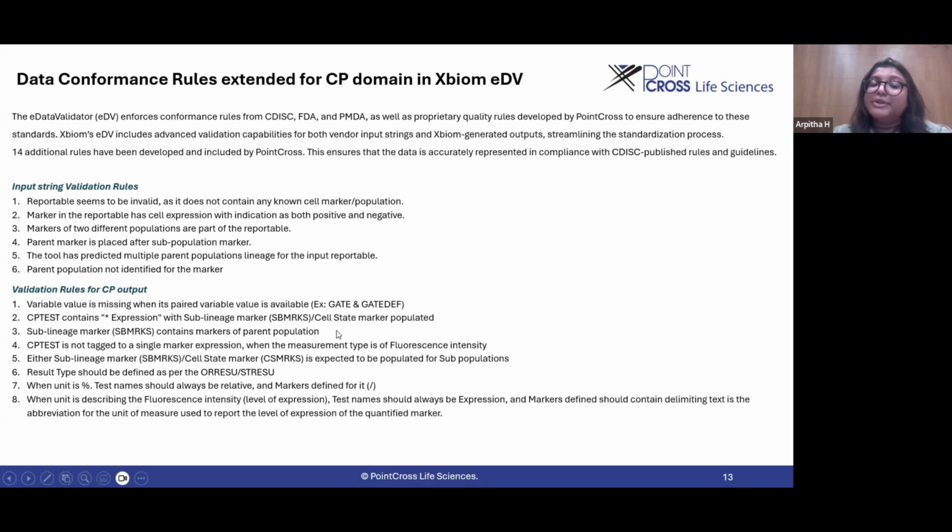The representation of the marker strings or test names is specific to the kind of measurement. If it is a relative measurement, both the test and the marker string have to be denoted as a relative measurement. Similarly, if it is a fluorescence intensity measurement, the marker string has to be represented with the units being measured, whether it's a mean or a median or just a fluorescence intensity, and that has to be captured as part of the marker string. So these are certain guidelines, and to validate that data is represented as per the guidelines, these rules are developed.